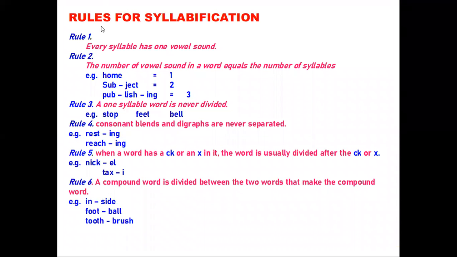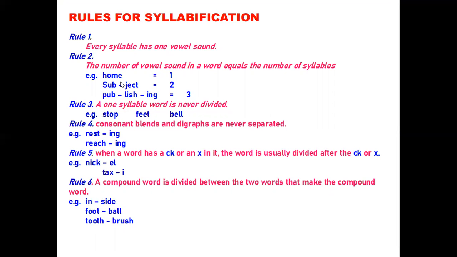So here we are having some rules for syllabification. Rule 1. Every syllable has one vowel sound. What are the vowels in English? A, E, I, O, U. Rule 2. The number of vowel sounds in a word equals the number of syllables. For example, home, it has one syllable. Subject, two syllables. Publishing, three syllables.